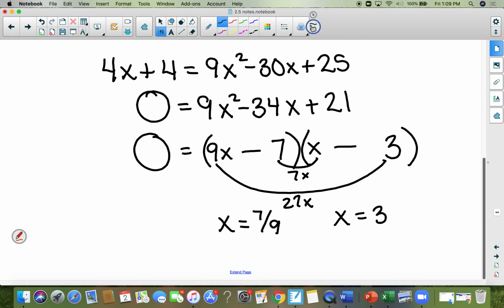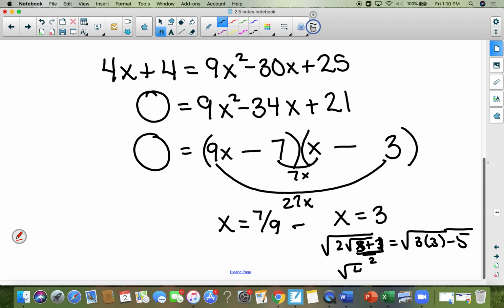So when you plug a 3 into the original, it's going to be the radical of 2 with the radical of x plus 3 equals the radical of 3 times 3 minus 5. And then when you work this out, this was supposed to have been 3 plus 1, sorry. 3 plus 1 is 4. The square root of 4 is 2. So now we have the square root of 4 has to equal 9 minus 5, which is the square root of 4. Does the square root of 4 equal the square root of 4? Yes. X equals 3 works.